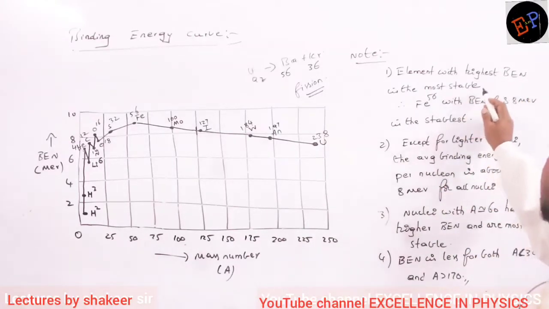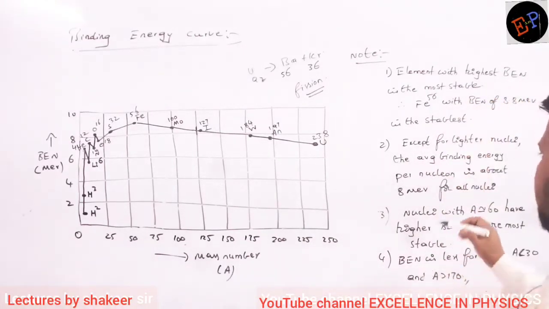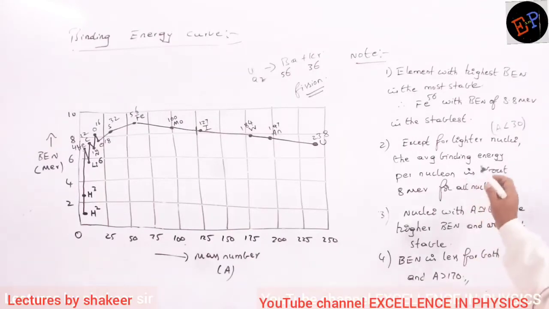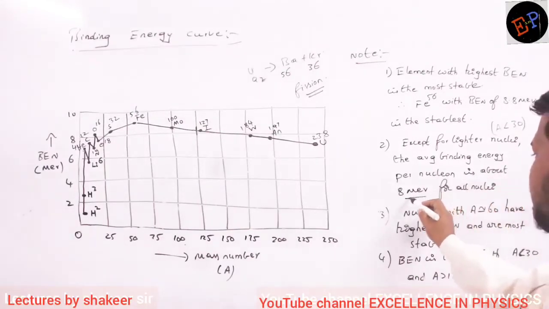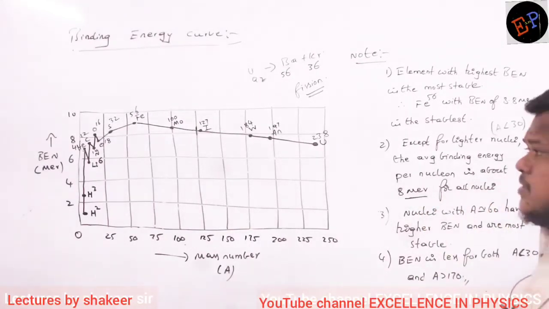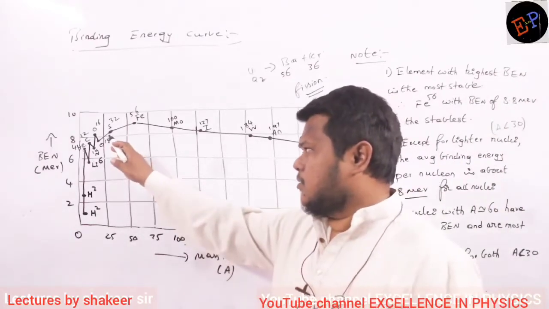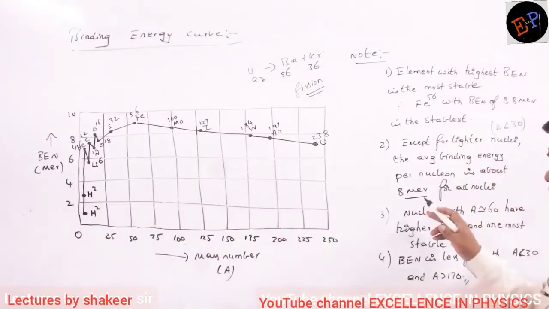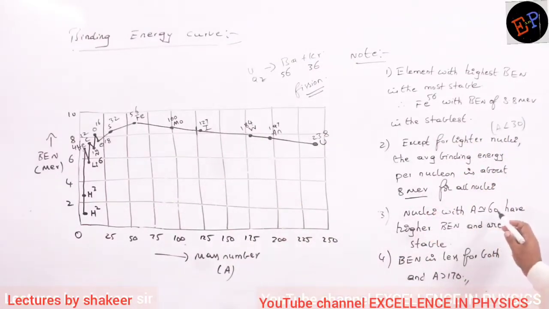The element with the highest BEN is most stable, so iron is the most stable, except for the lighter nuclei. Lighter nuclei means mass number A less than 30, where the average binding energy per nucleon is about 8 million electron volts. Elements with mass number between 30 and 170 have an average BEN of 8. Nuclei with A around 60 have the highest BEN and are most stable.